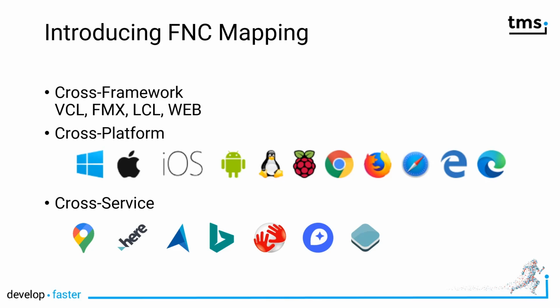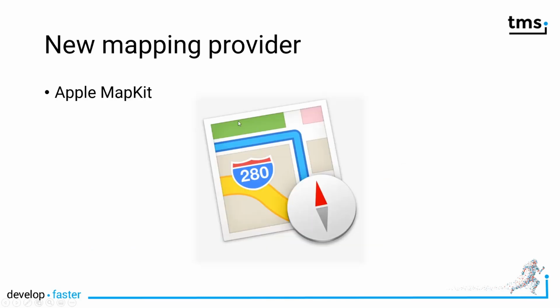and Android. But the key feature of FNC Maps is that it does not only provide a mapping solution for one mapping provider like Google or TomTom. No, your users can switch between different mapping services. This slide still shows the state before version 1.2, because now a new mapping provider was added, Apple MapKit. Apple MapKit is the default solution if you use a macOS computer or an Apple iPhone, and now you can include it in your Delphi applications using FNC Maps.